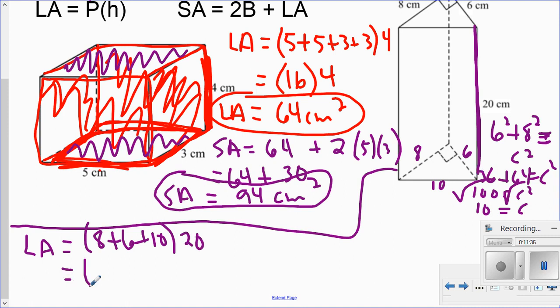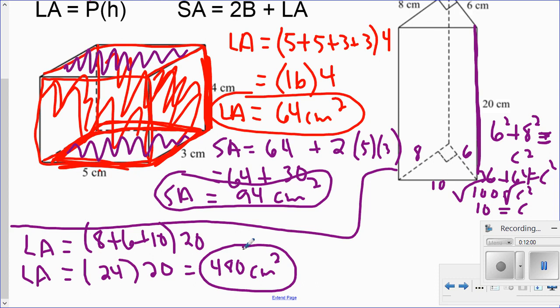So 8 plus 6 is 14. 14 plus 10 is 24. I'm going to multiply 24 times 20. Well, 24 times 2 is 48. And I'm just going to put a 0 on the end, so 480. And these are centimeters squared. So if you're asked to find the lateral area of this triangular prism, it's 480 centimeters squared.